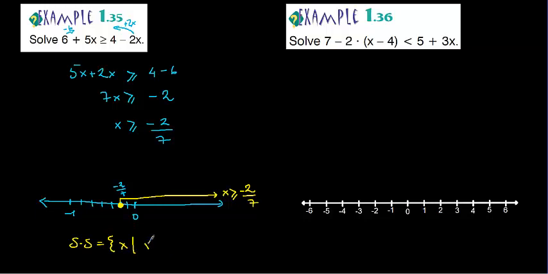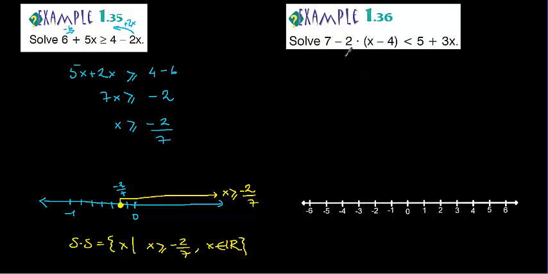If I write this one in set builder form, the solution set is going to be x such that x is an element of real numbers, but firstly x is greater than or equal to minus 2 over 7, and x is an element of real numbers.